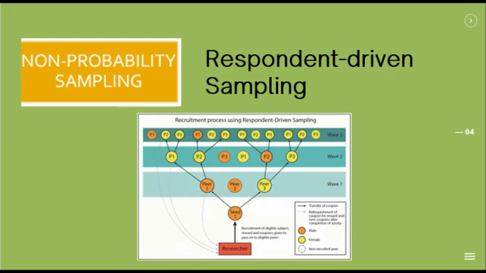But here in respondent-driven sampling, we're going to add a mathematical model that weights the sample to compensate for the fact that the sample was collected in a non-random way. So I think that's all the types of probability and non-probability sampling.